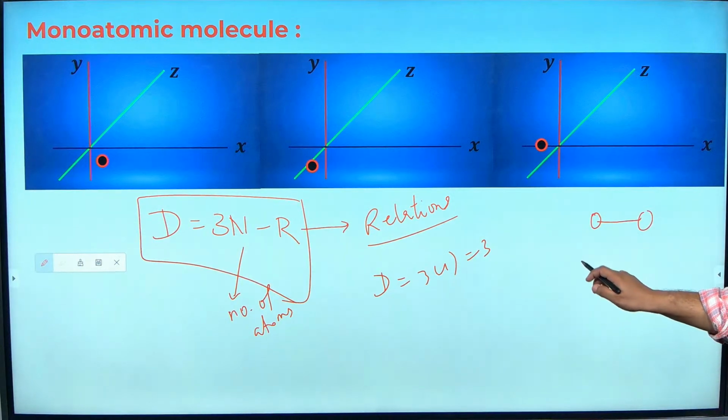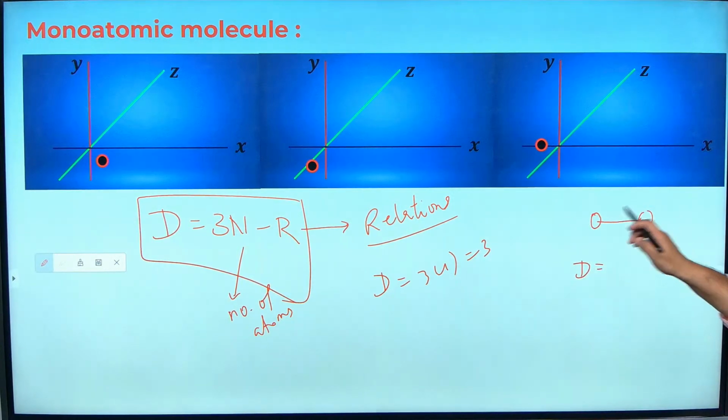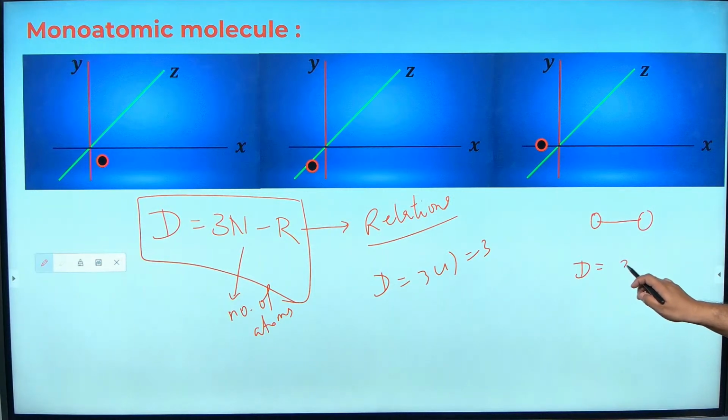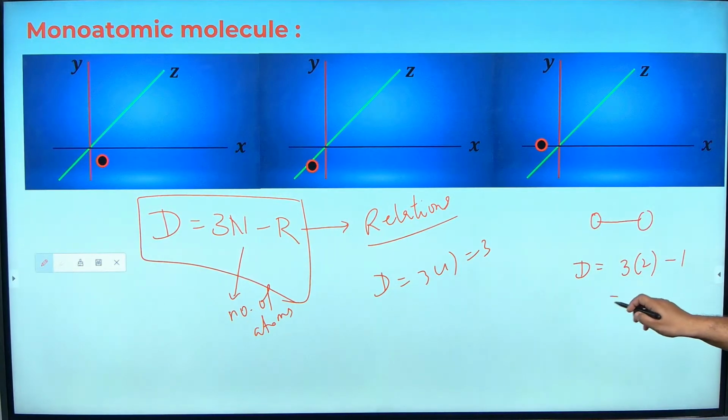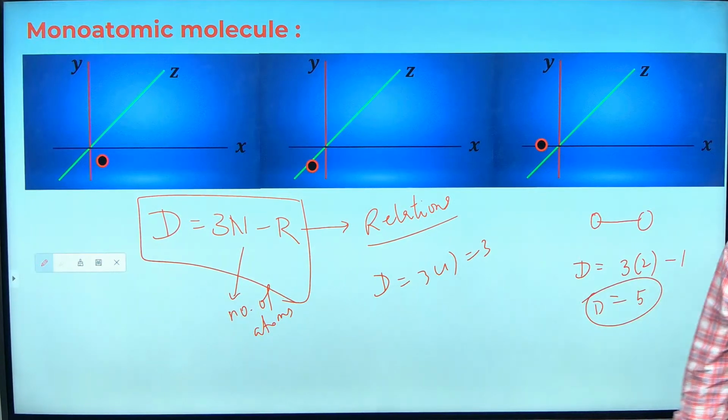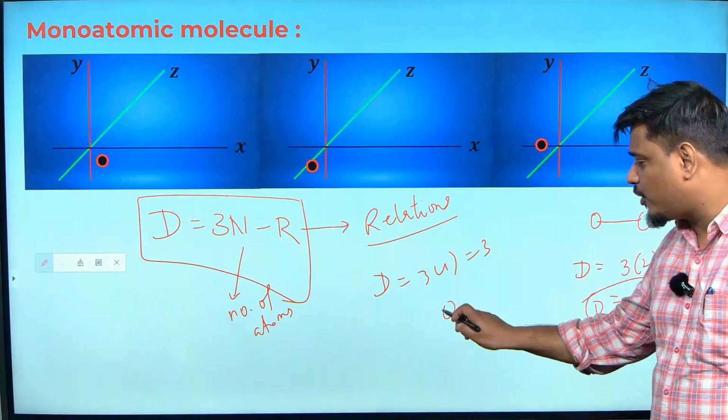If I would have had a diatomic molecule like this, now pay attention. What is the number of atoms? 2. So 3 into 2. And what is the relationship between them? One relation is there between them. So minus 1. What is the answer? 5. So a diatomic gas will have how much degree of freedom? 5 degrees of freedom.